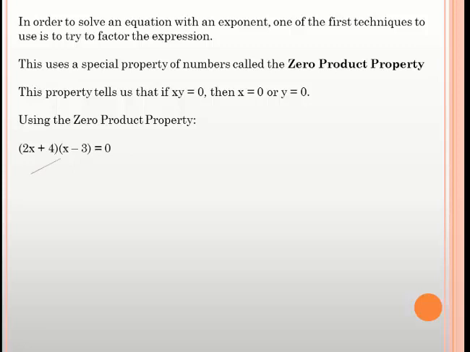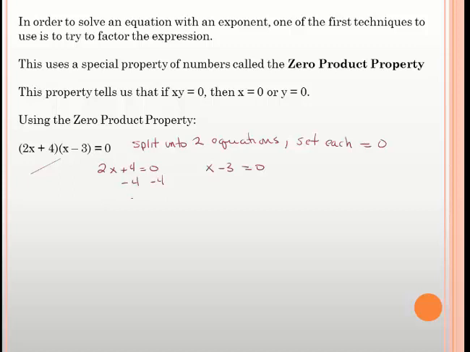So what we do is we split the equation into 2 equations. Each of the factors gets set equal to 0. So I have 2x plus 4 equals 0, and I have x minus 3 equals 0. And then I solve each.